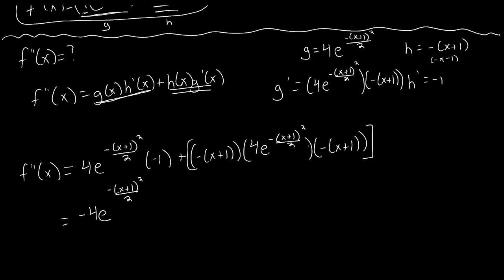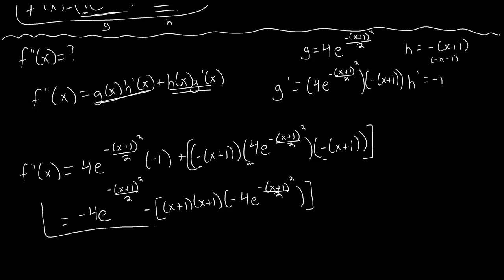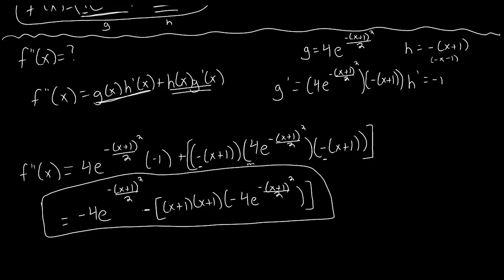But what we can do to make this simpler on ourselves is we see that there's a negative here in this multiplication term and a negative here, but there's not one here. So we can go ahead and factor that negative out, and what that leaves us is x plus 1 times x plus 1 times another negative 4e raised to the negative x plus 1 squared over 2. As long as you type in an answer equivalent to this, WebWork should accept it, and it doesn't matter the order that these are in, as long as you have the correct signs attached to the correct things and the correct multiplications, the correct parentheses, what have you.